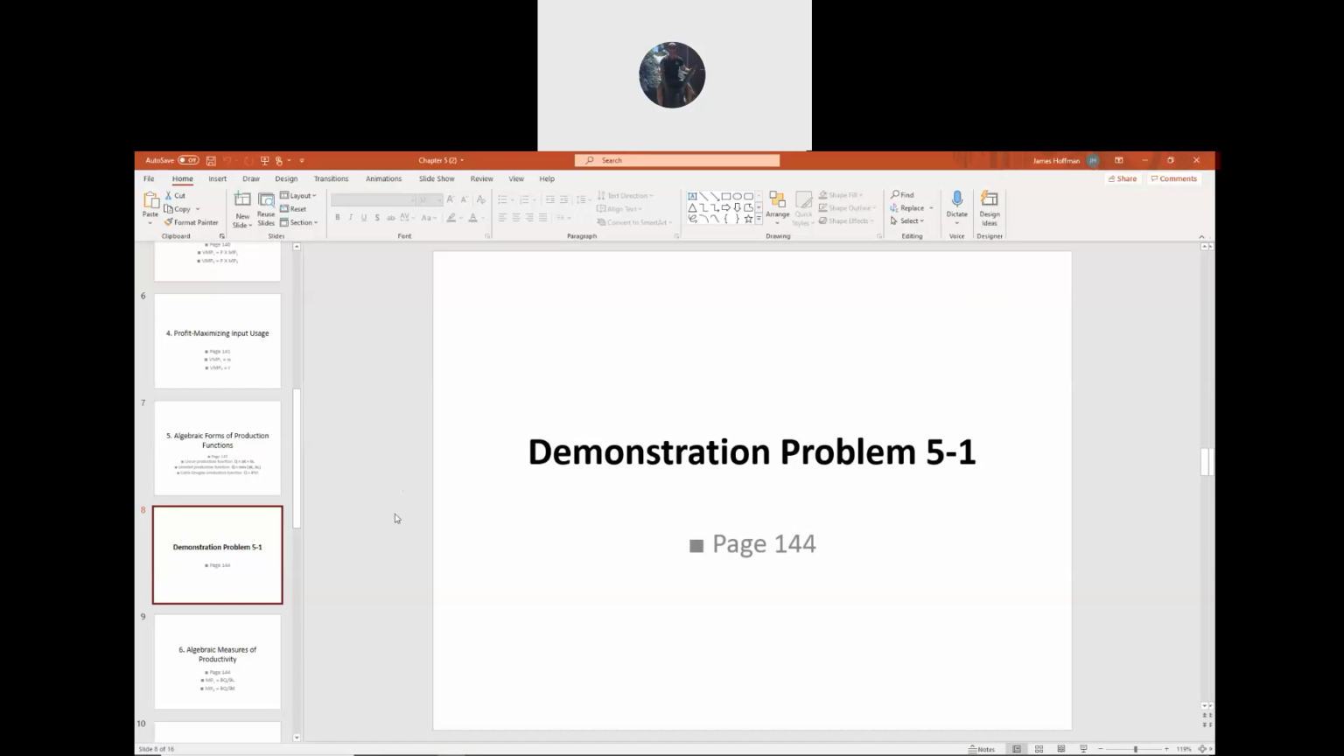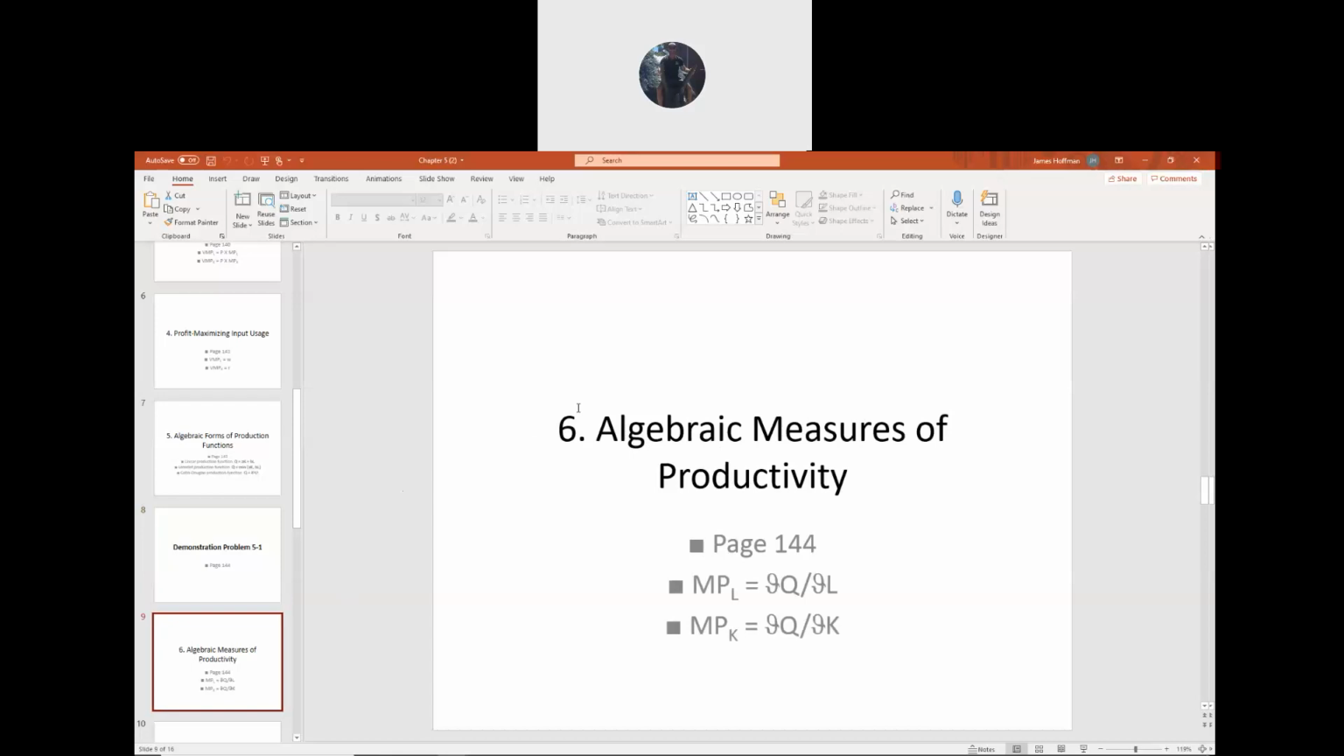Okay, and so we already did this, right? Demonstration problem 5.1. We learned about a little example of a Leontief with the fixed proportions. So we learned about three different types of production functions and what those might look like in the general form.